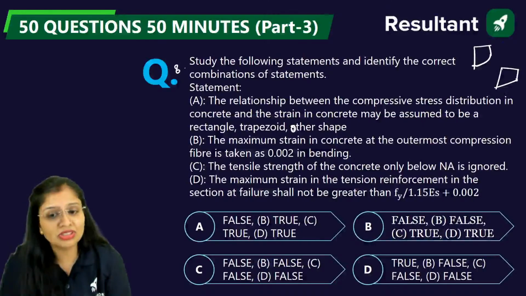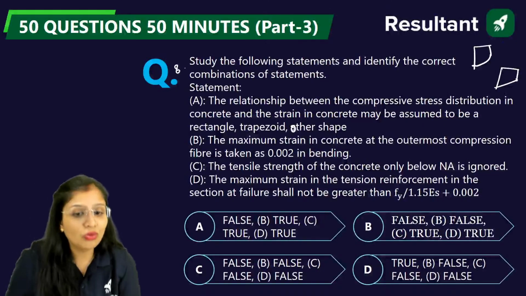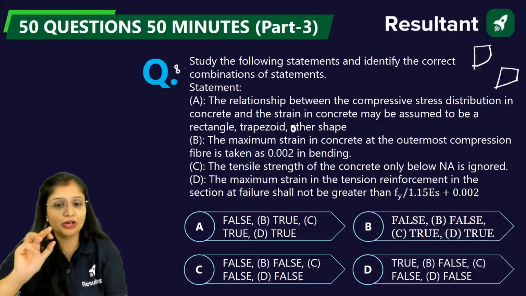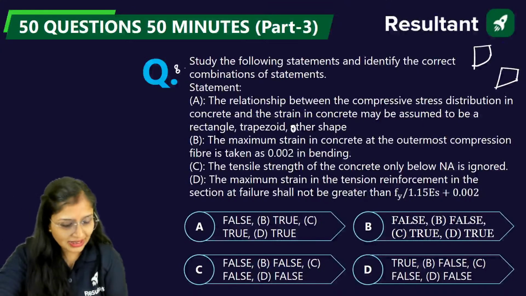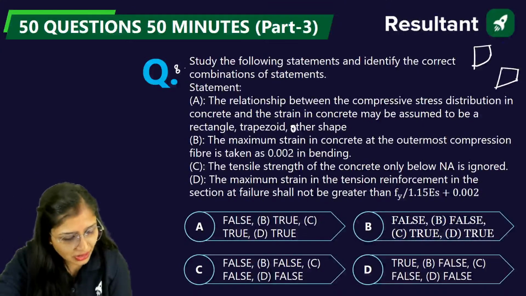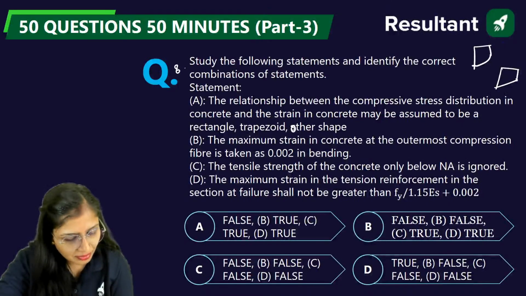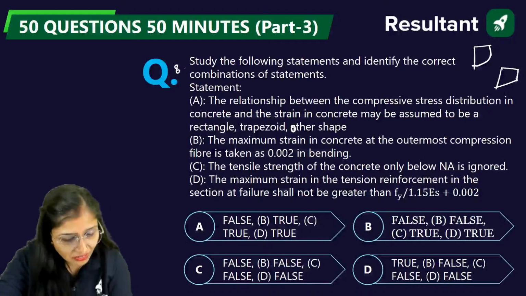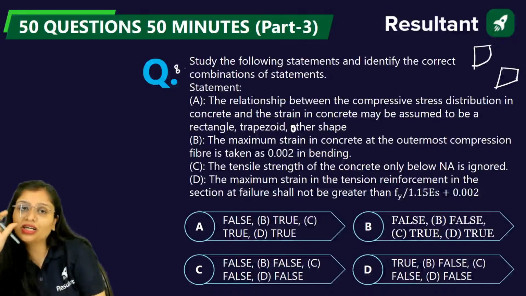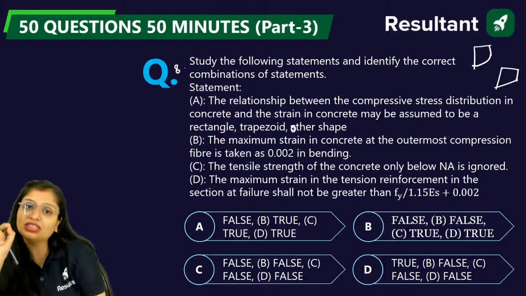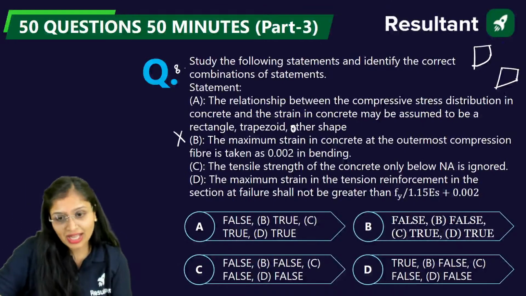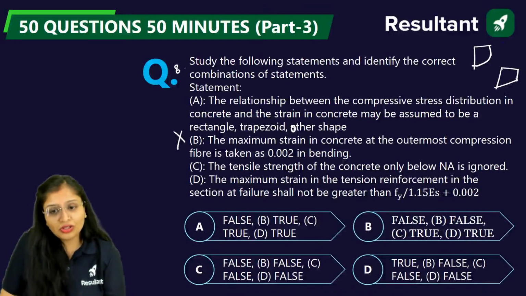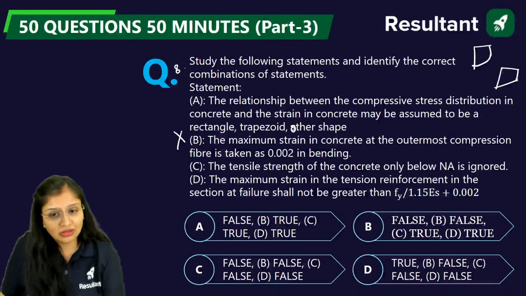The maximum strain in concrete at the outermost compression fiber is taken as 0.002 in bending. Come on, guys. Is it correct? Is it taken as 0.002? Compression fiber it is asking. At the topmost compression fiber, we take it as 0.0035. So this is wrong.